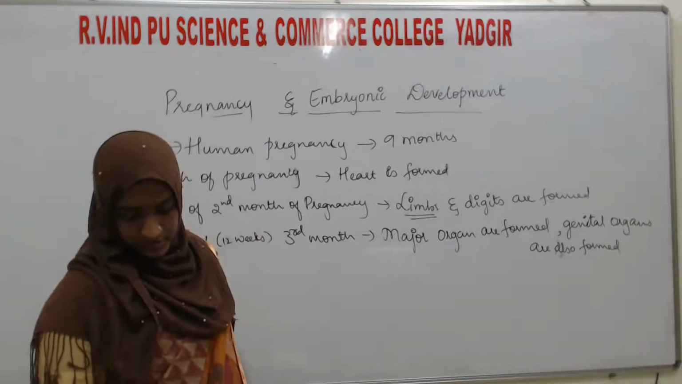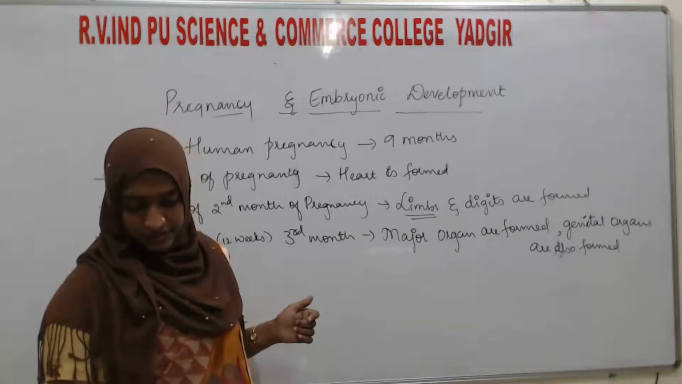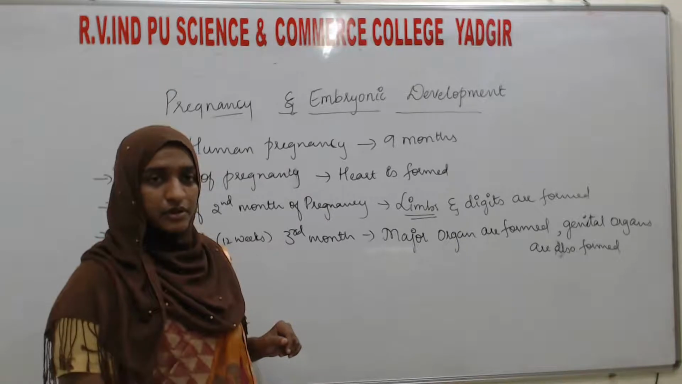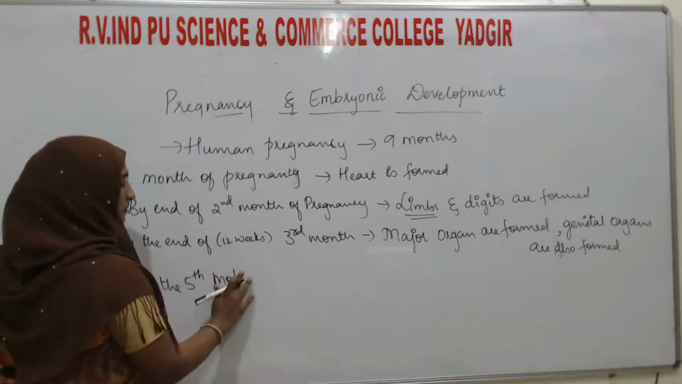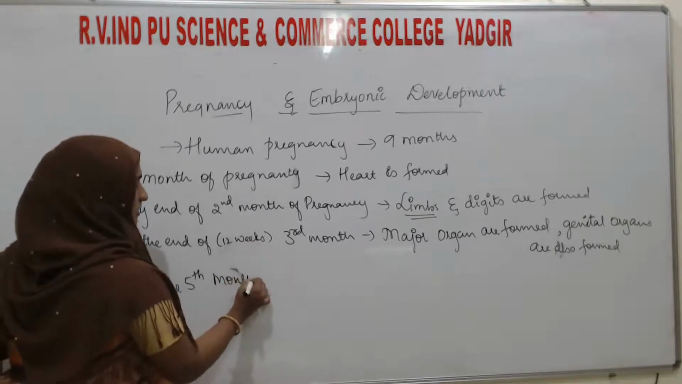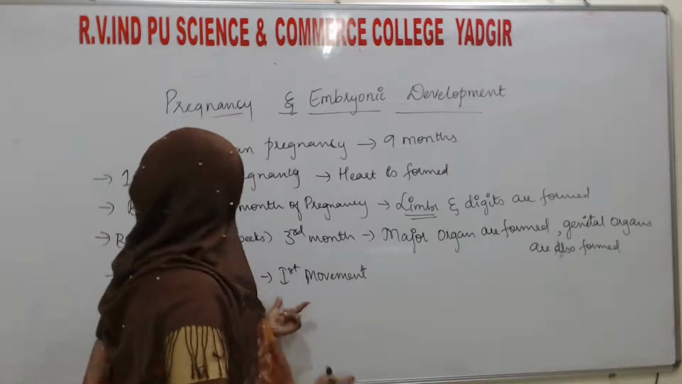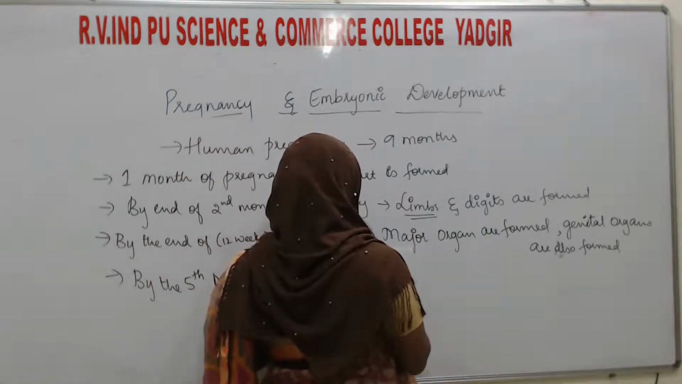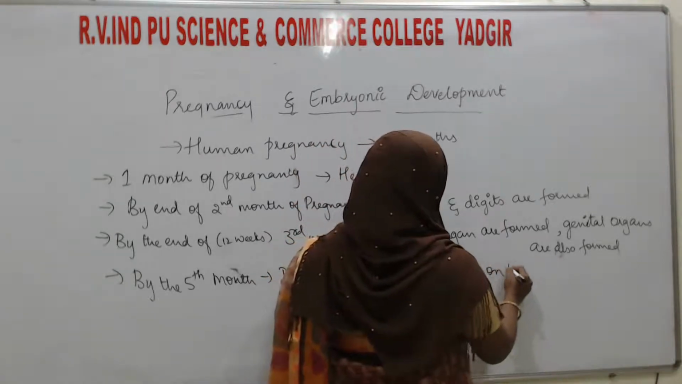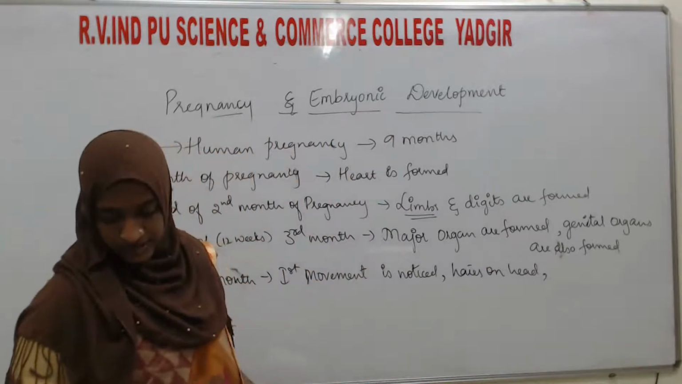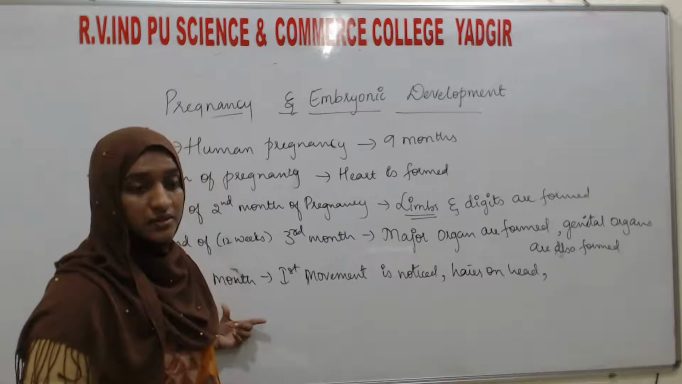The next, the first movement. There will be movement inside the womb of the mother. When do these movements start? They appear during the 5th month. By the 5th month, a mother can experience the movement of the fetus. The first movement is noticed, as they are able to move inside the uterus. Then hair on the head also appears during the 5th month. So hair on the head and the first movement will be noticed by which month? By the 5th month.